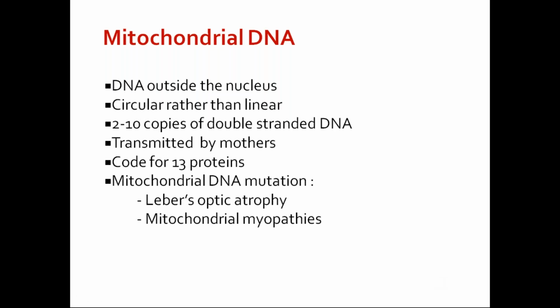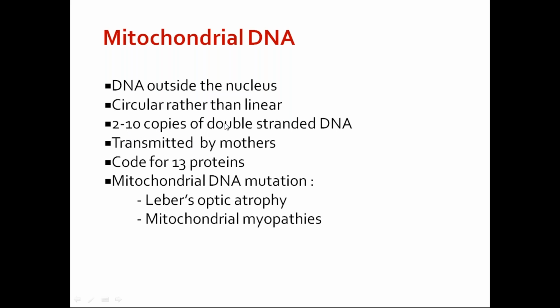Now discuss mitochondrial DNA disorders. Here the DNA is outside the nucleus. Normally the DNA is inside the nucleus, but in some conditions mitochondria also have DNA. If this mitochondrial DNA is affected or mutated, it presents as disorders. This DNA is outside the nucleus, and circular rather than linear. Circular DNA is seen in mitochondria, while linear DNA is seen in the nucleus.